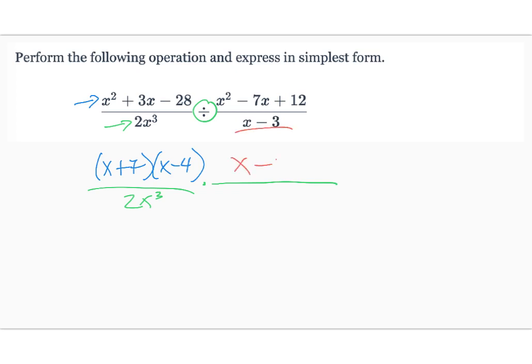So x minus 3 is going to be on top. And I'm going to factor this guy to go on the bottom. We get x minus 3 and x minus 4.